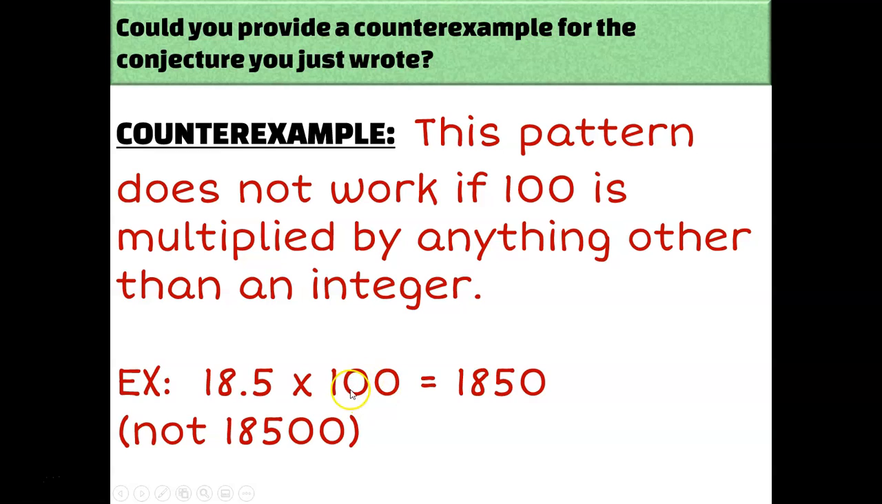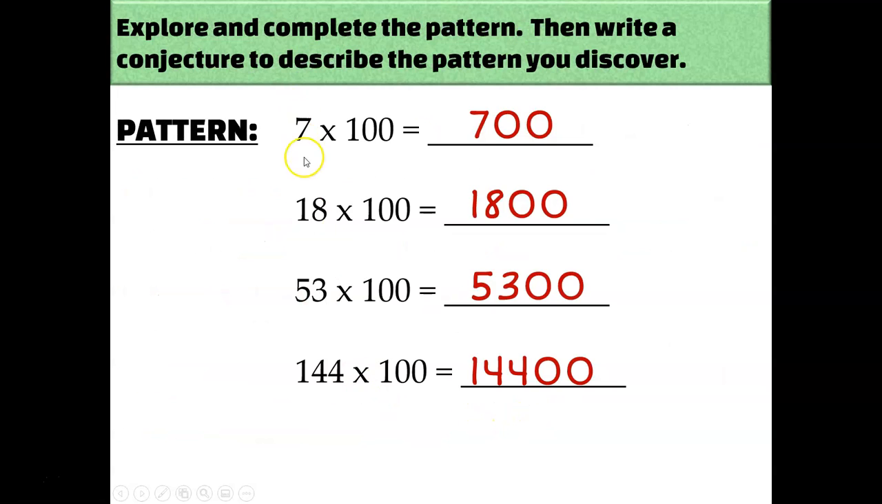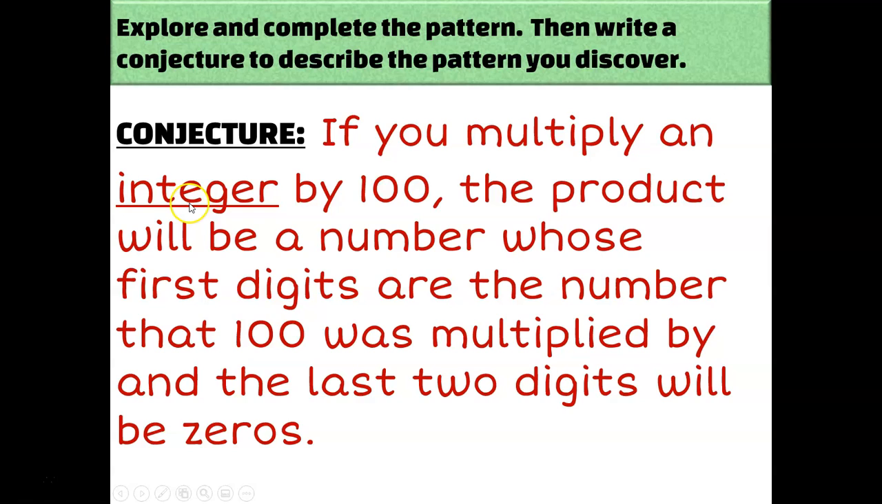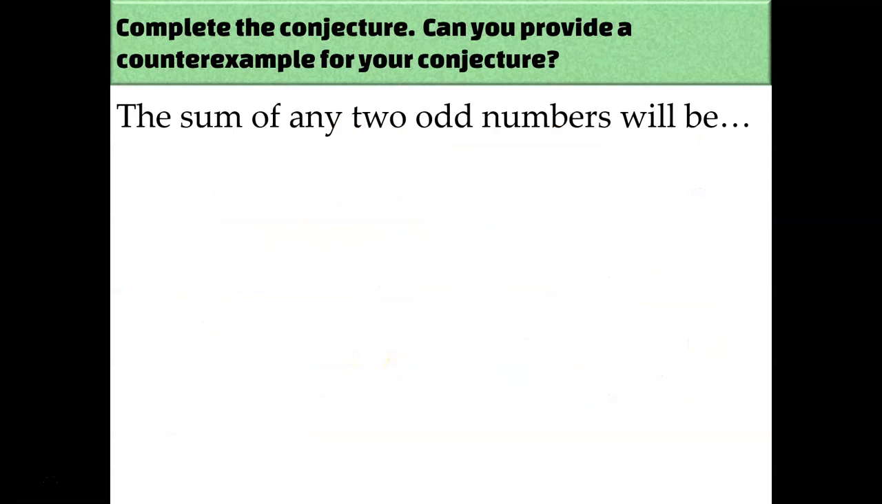Whereas 100 is an integer, 1850 is an integer. And all of these that I multiplied by in the beginning, they were all integers as well. That's why the pattern worked for them. So just by adding this one extra word of integer, that alone was enough to make my conjecture unable to be proven false. So let's try some examples where you're not given the pattern to explore.